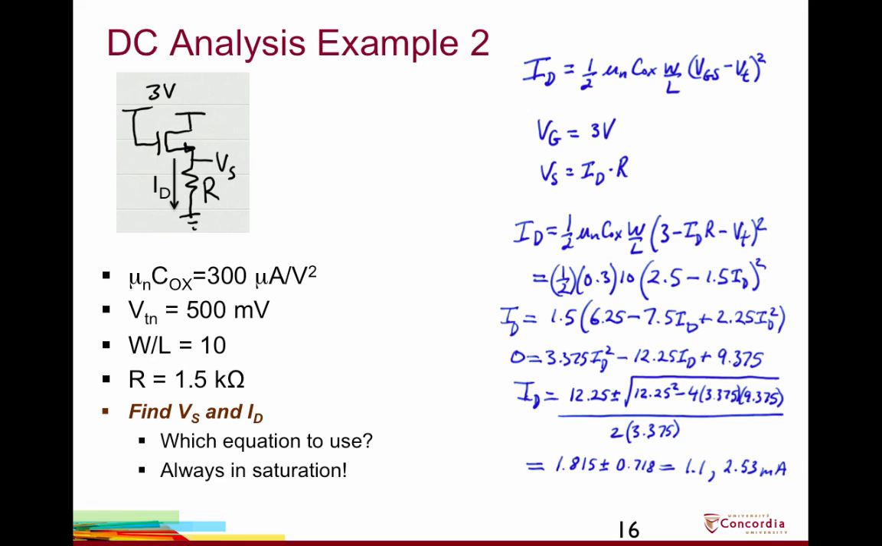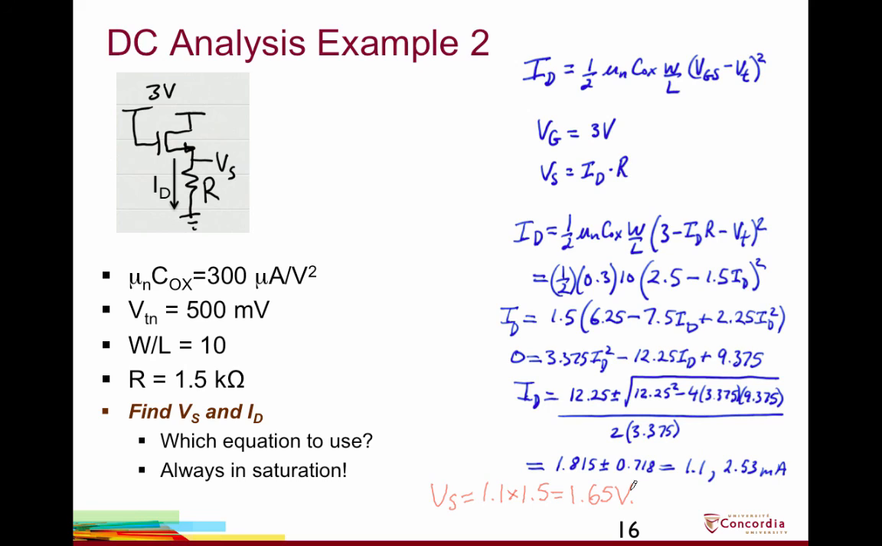The 1.1 milliamp solution is the correct solution, and if we are at 1.1 milliamps, then Vs is going to be equal to 1.1 milliamps times 1.5 kiloohms, which is going to be equal to 1.65 volts. And we'll see that we have a VGS of 1.35, an overdrive voltage of 0.85, and we already said we're in saturation, and that is the admissible solution.